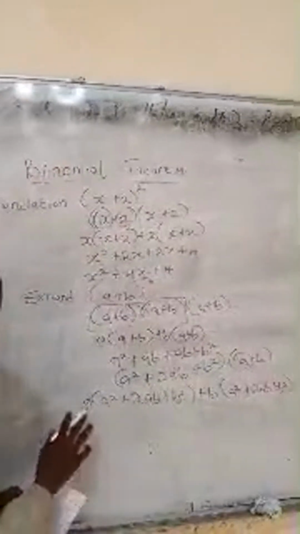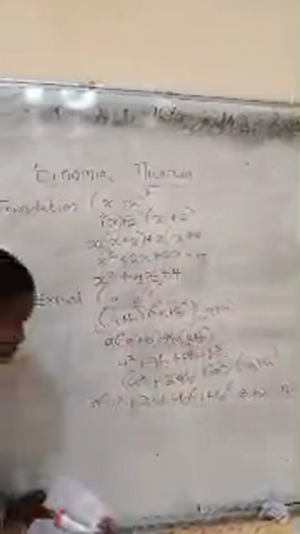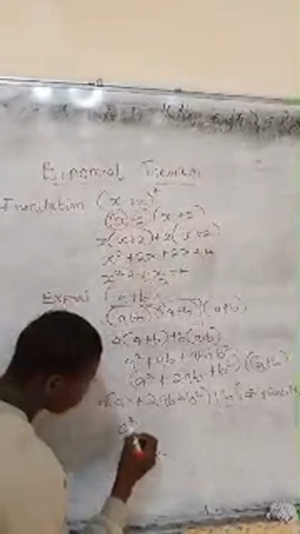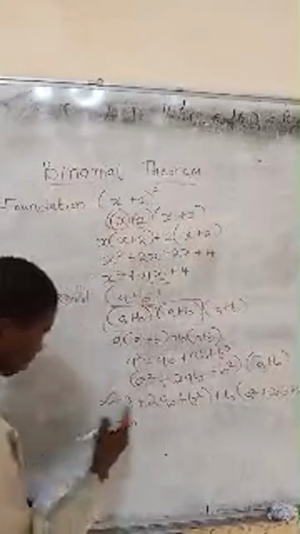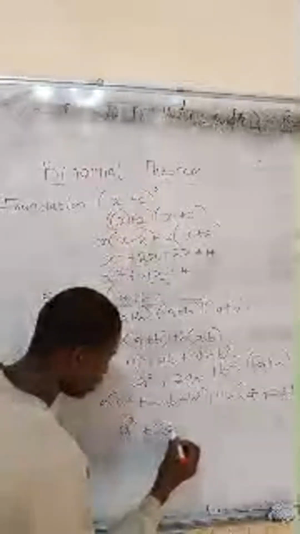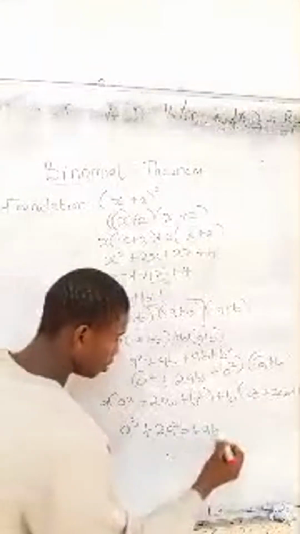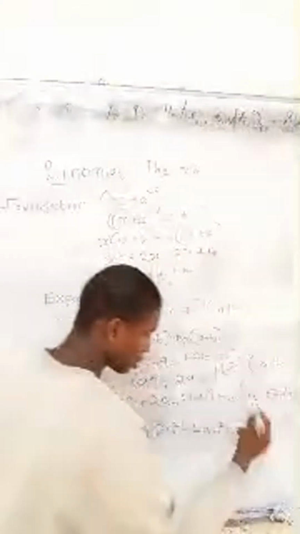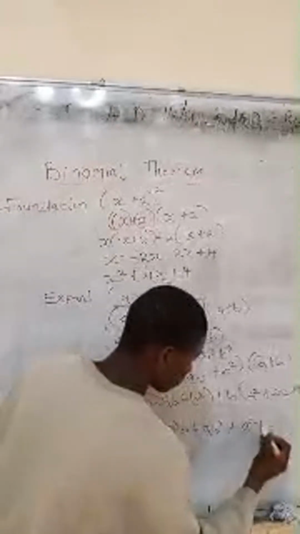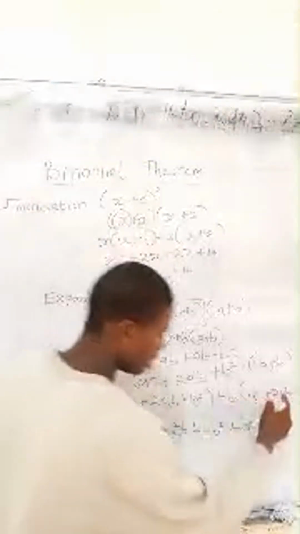From this point, we are going to say this multiplied by this is going to give me a raised to the power of 3. Then this multiplied by this is going to give me 2a squared b. You understand? Then this multiplied by this is going to give me ab squared. Then this multiplied by this is going to give me a squared b. Then this multiplied by this is going to give me 2ab squared. Then this multiplied by this is going to give me b raised to the power of 3. I hope you understand what I'm writing and what I'm saying.